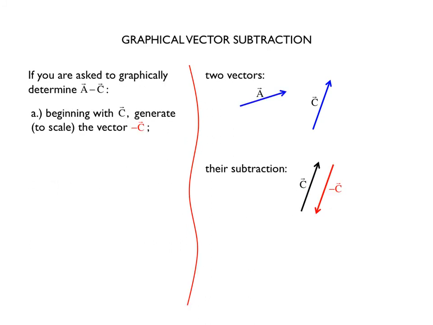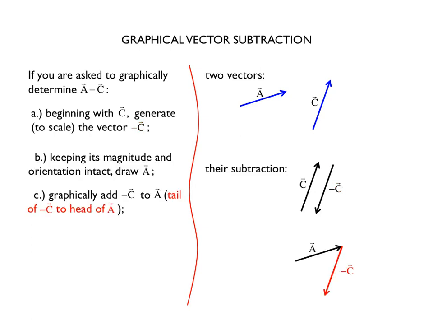If I want to subtract two vectors, I'll take the vector that I'm going to be subtracting, which in this case happens to be C. I'll flip it over to figure out what minus C is, and then I will simply add A to minus C. Once I get that graphical addition done, I simply start where I started and go to where I ended with a vector, and the resultant is A minus C.